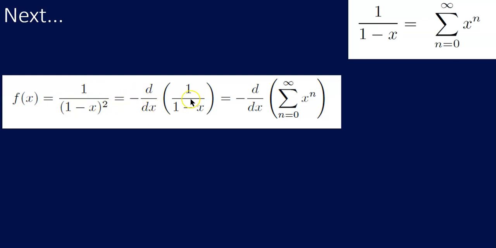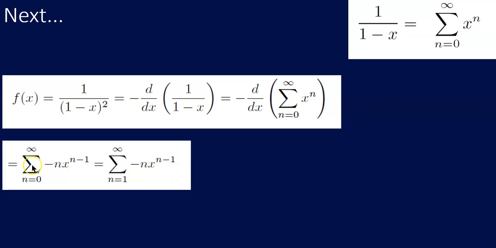This is negative the derivative of 1 over 1 minus x. And I know that 1 over 1 minus x is x to the n, as n goes from 0 to infinity. So now I take the derivative of that, have negative n times x to the n minus 1, because you bring the power down. I'm pointing with my finger, that doesn't do much good. You bring the power down out front and subtract 1 from the power.